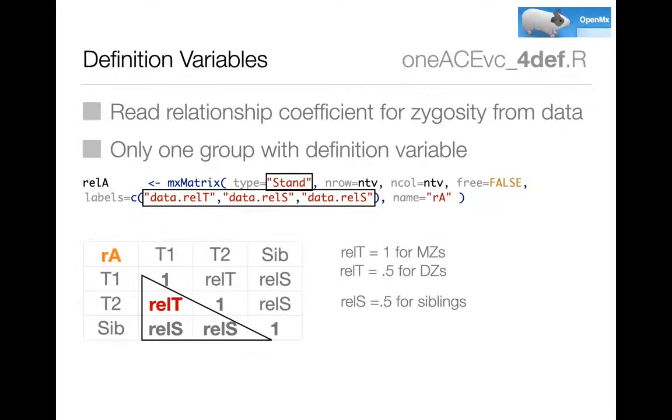Note that we have now changed the type of the matrix to a standardized matrix, which is ones on the diagonal. So we now only are reading in the relationship coefficients, the expected ones in this case, for twins and for siblings.